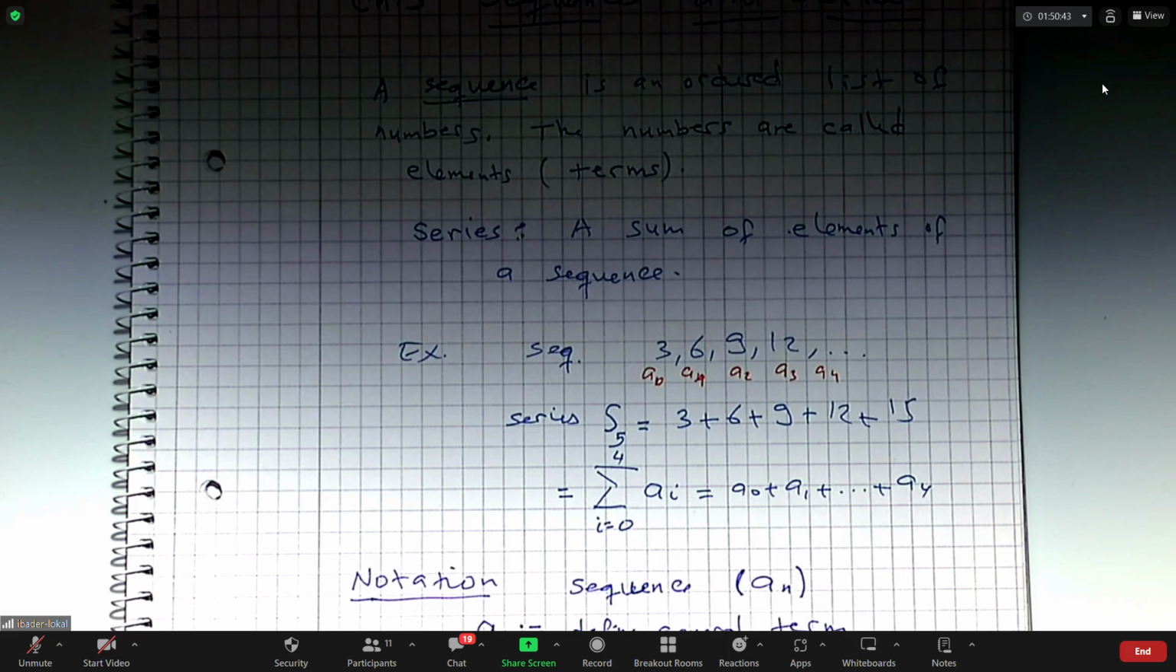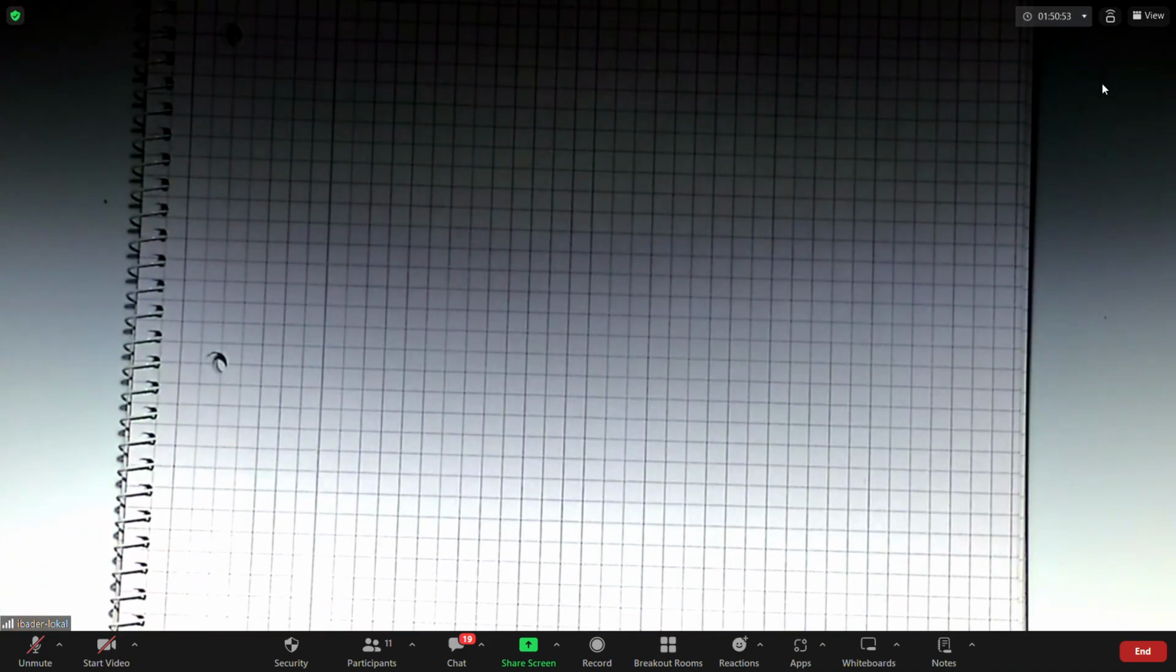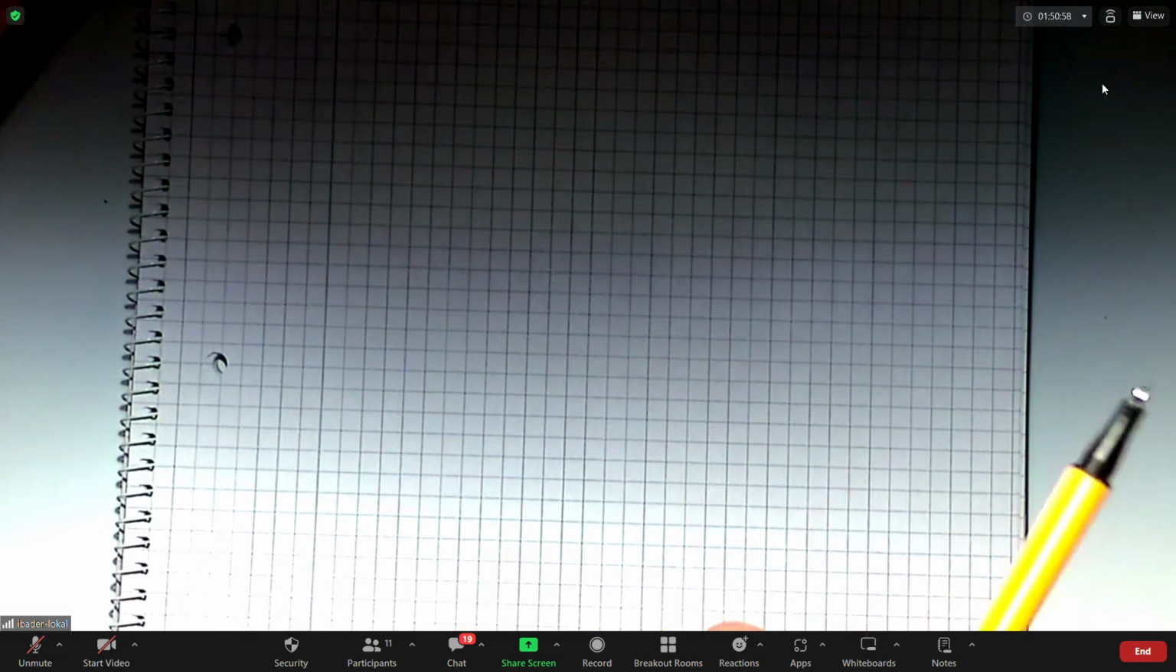Any questions before we move to defining sequences in a more formal way? So, questions?